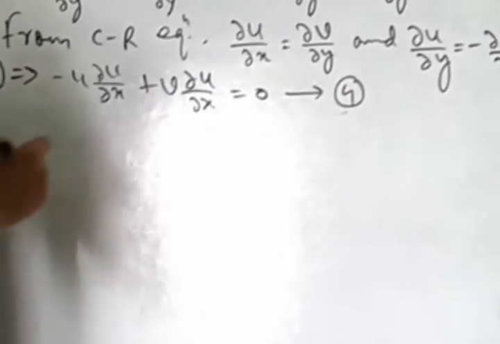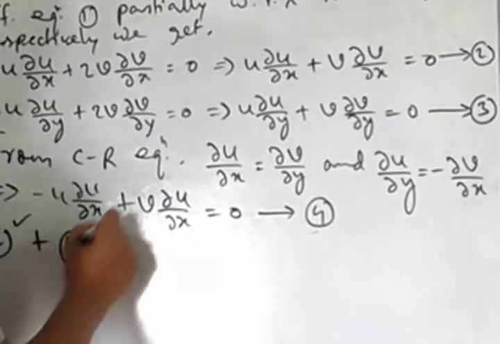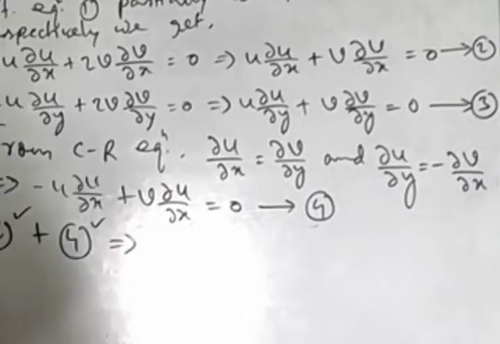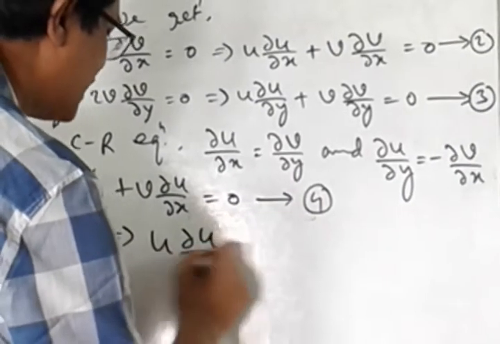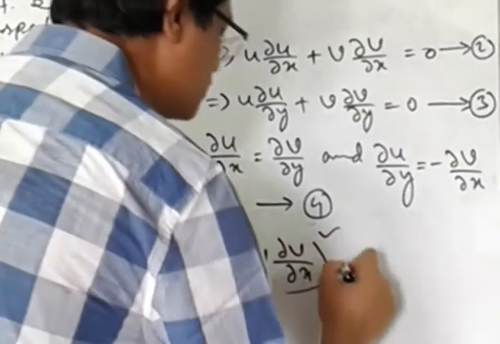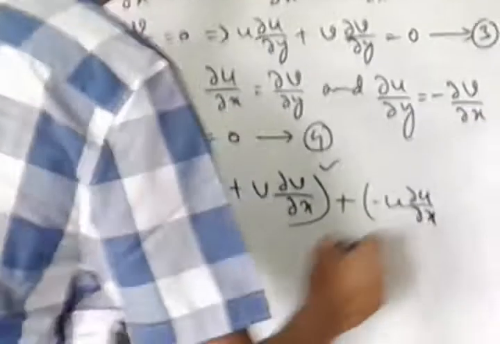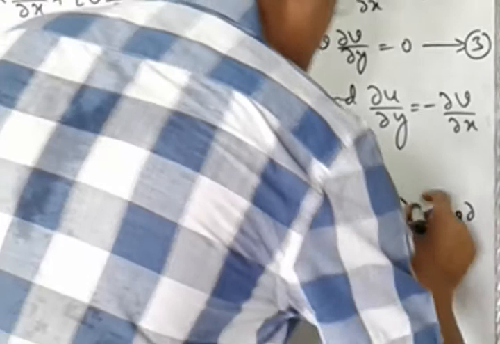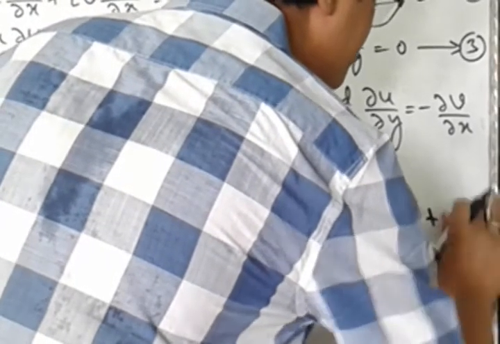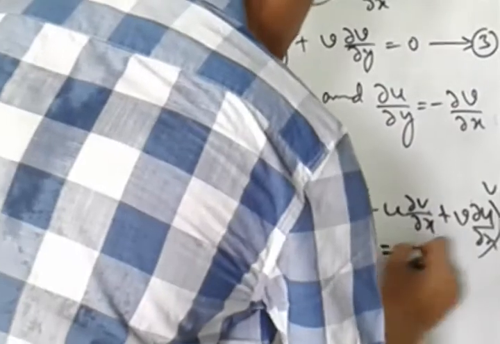Now squaring 2 and 3 and then adding. See, squaring 2 and equation number 4 and then adding, we can write down: u del u by del x plus v del v by del x whole square plus this one, minus u del v by del x plus v del u by del x whole square is equal to 0.